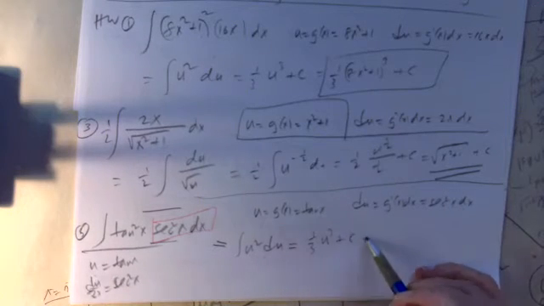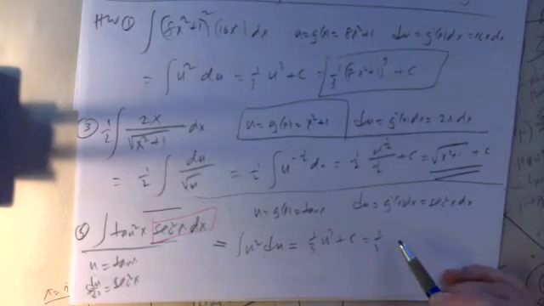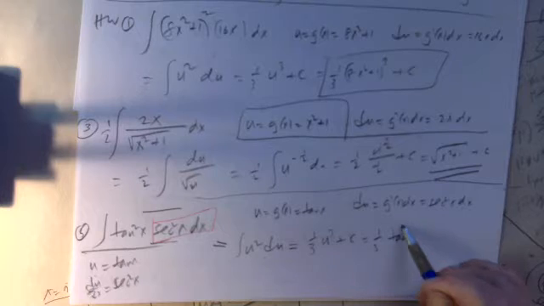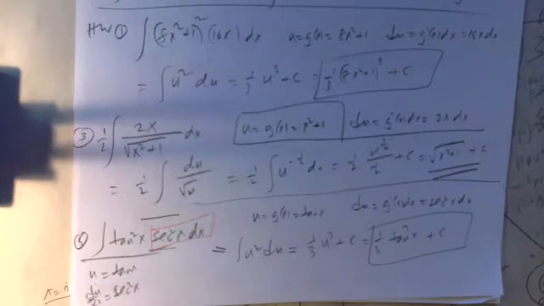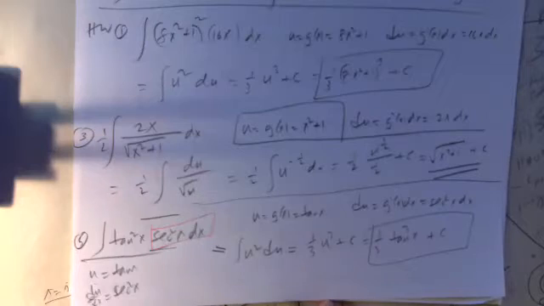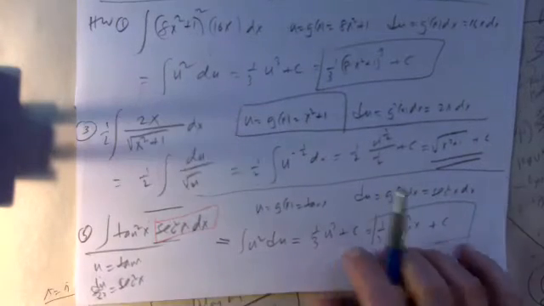And u is the tangent of x. You want the answer in terms of x. So this is 1/3 tangent cubed of x plus a constant. That's the answer. And if you differentiate this, you have to get this. So let's check.